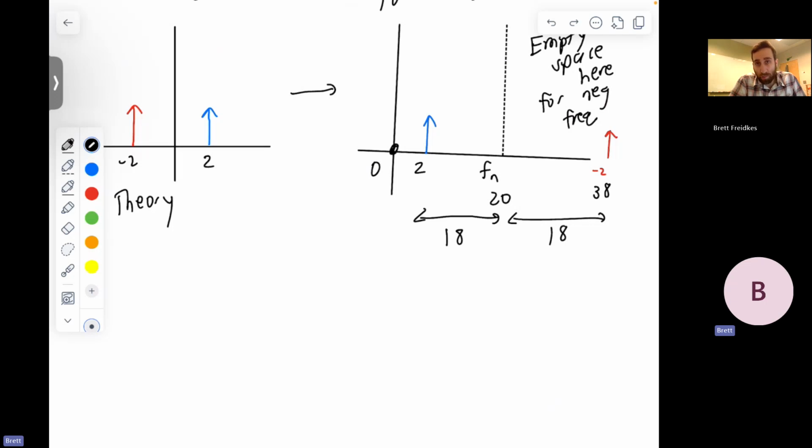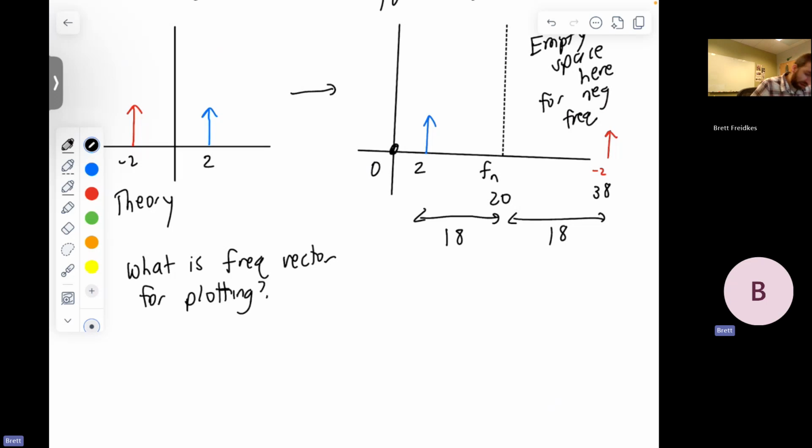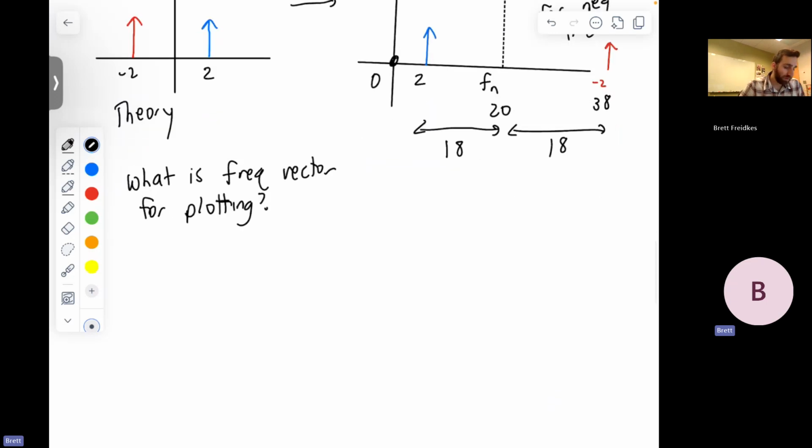But I need to now determine what my x vector is if I want to plot it. I have my y vector. That's the x mag. That's been normalized. What is my frequency vector for plotting? In the time domain, we would increment by the sampling period. In the frequency domain, we increment by the frequency resolution. Basically, what is the smallest frequency I can resolve?